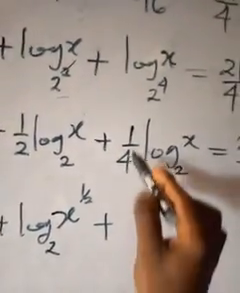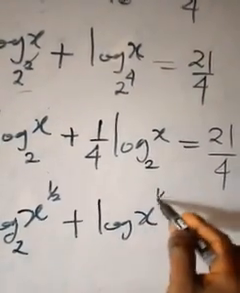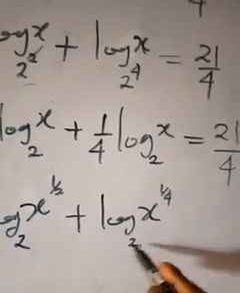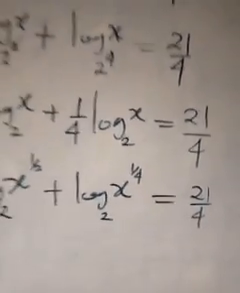Plus, this one will also go. That will be log s raised to power 1 over 4 base 2 equals 21 over 4.